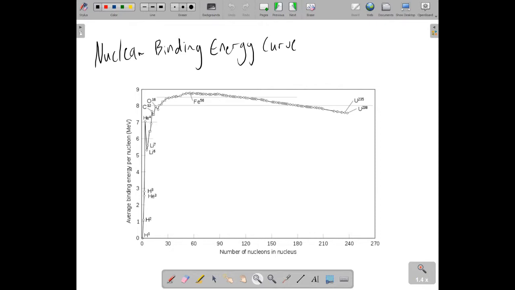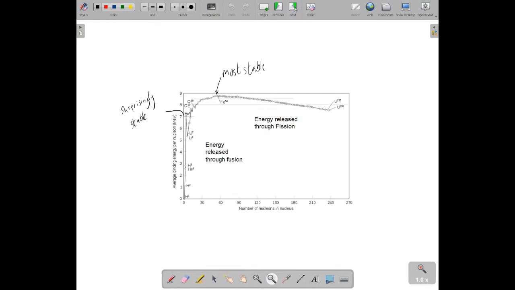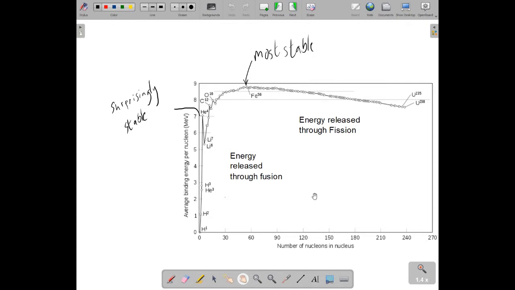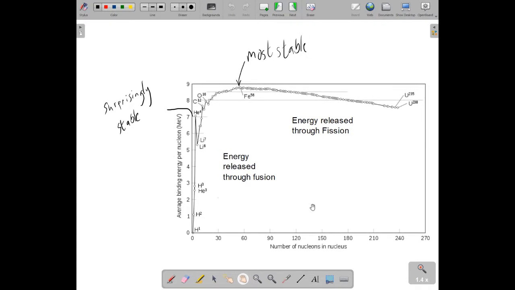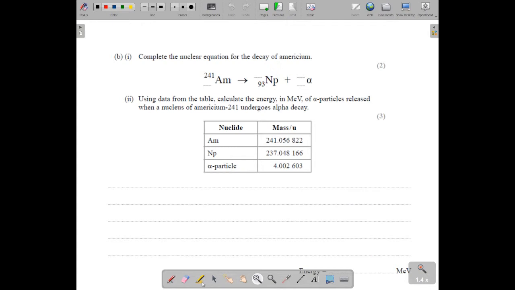So here, when we look at the binding energy curve, you can see the basic features that we talked about again. And now if we put it into practice, we get these two components. You've got the surprisingly stable section of helium. We've got over on the left where this energy is released through fusion, and then we've got the basics of the fission process. And it's that fission process that I'm going to look at now, where I'm going to take this exam question and just solve it.